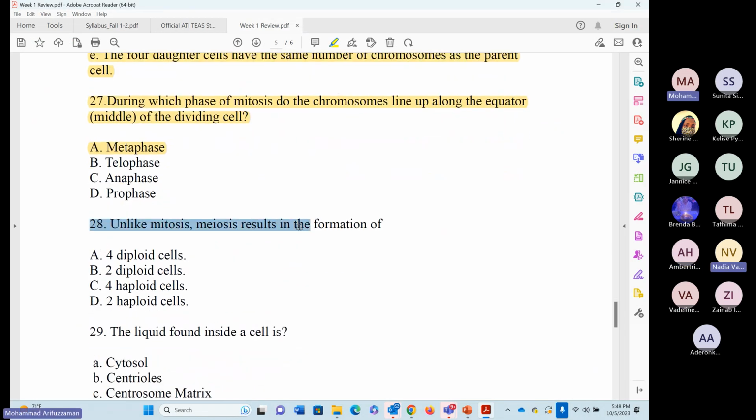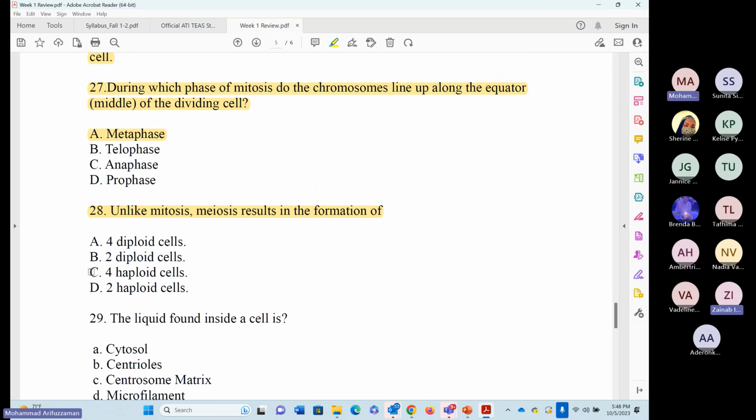Unlike mitosis, meiosis results in the formation of 4 haploid cells. Yes, 4 haploid cells. Haploid means the chromosome number becomes half. Haploid is when the chromosome number is half, and there are 2 of each.